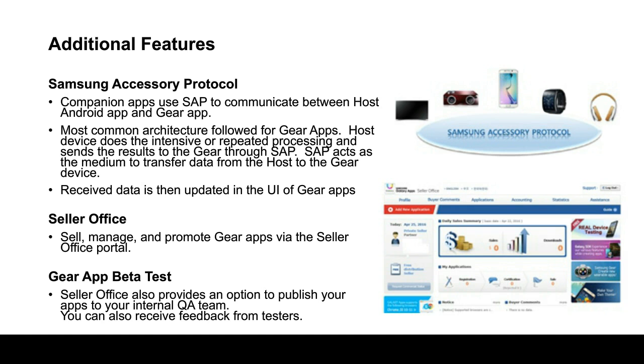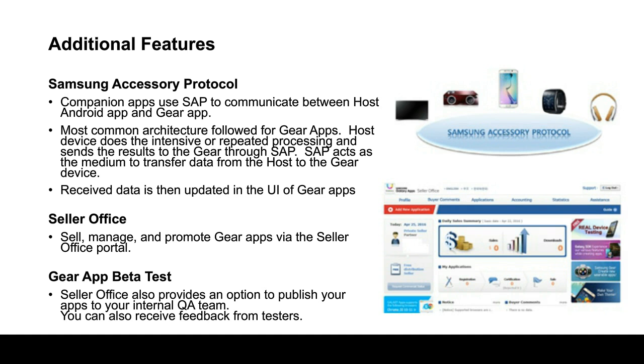And we also have Seller Office. Seller Office is the portal through which you can publish your application, manage your application, promote your Gear application, and also update any new version of application if you have. So it has everything you need to manage your application that is public or live right now.